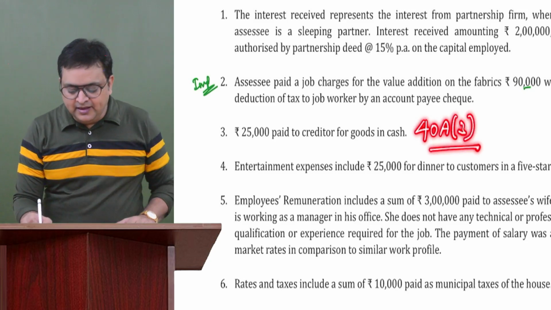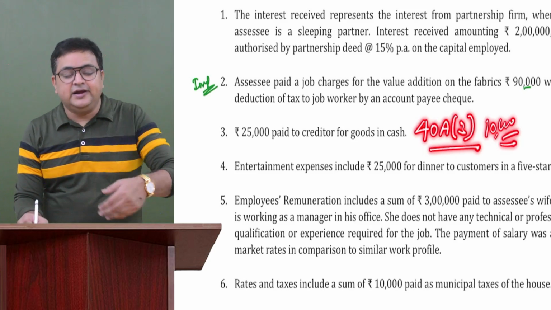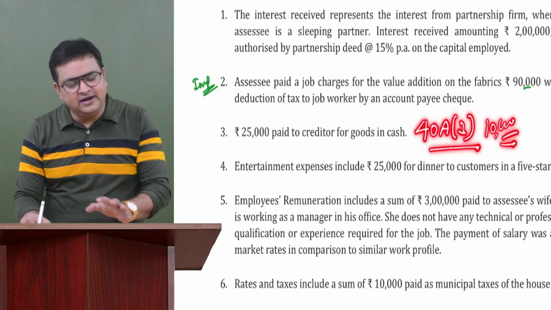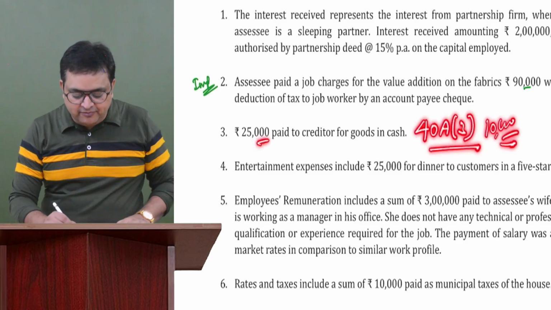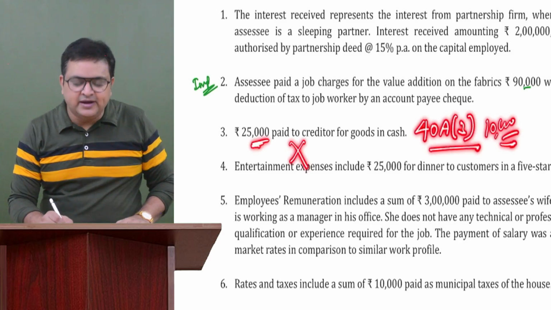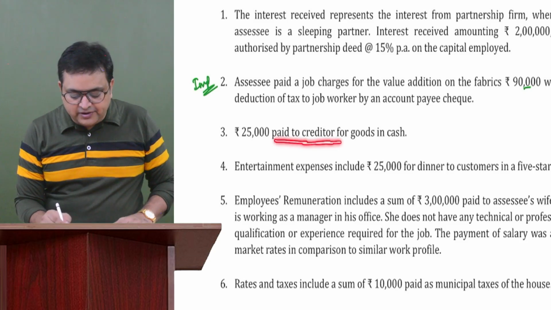Otherwise, no need. You understand, if you make a payment of more than 10,000 rupees in a single day to a single party, then it is not allowed, right? And that amount which is in excess of 10,000 will not be allowed. So if you have made a payment of 25,000, it will not be allowed. So you have to add it back, right? So 25,000 paid to creditor for goods.